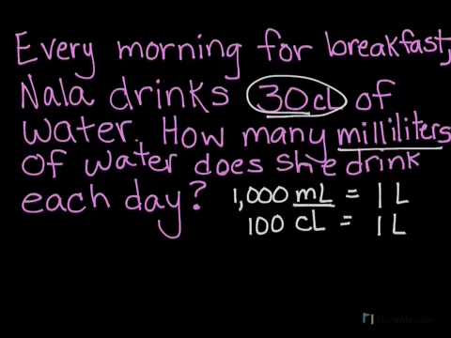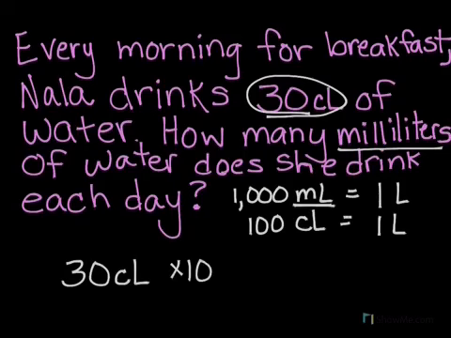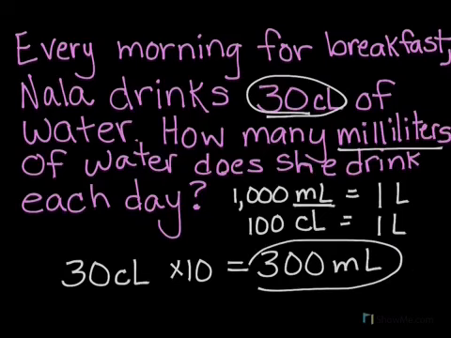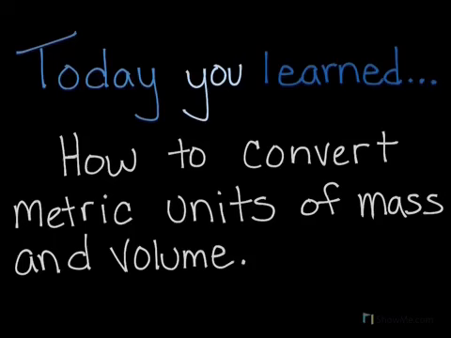So if I have 30 centiliters, I'm going to multiply it by 10. 3 times 1 is 3 plus 2 zeros, and I would have 300 milliliters. So every morning or every day, Nala is drinking 300 milliliters. Today, you learned how to convert metric units of mass and volume.